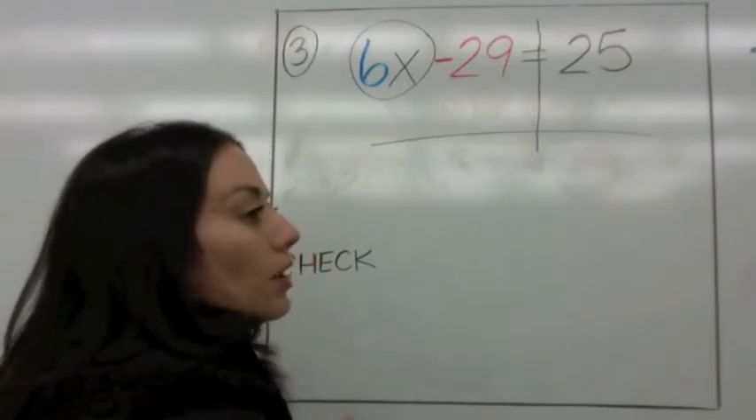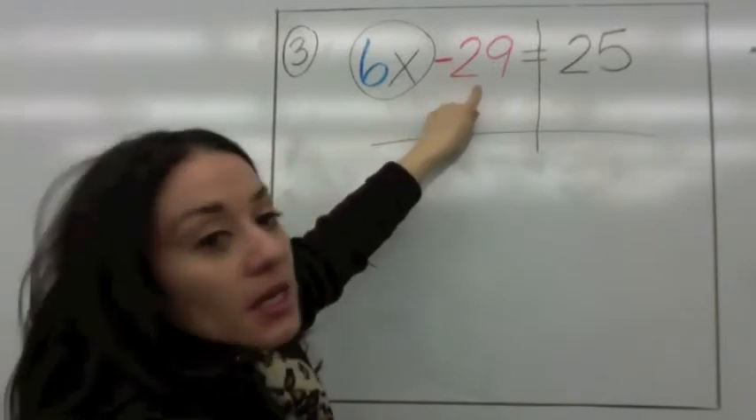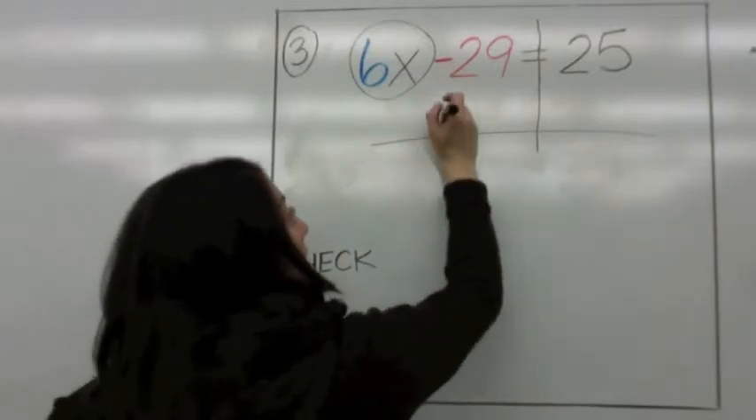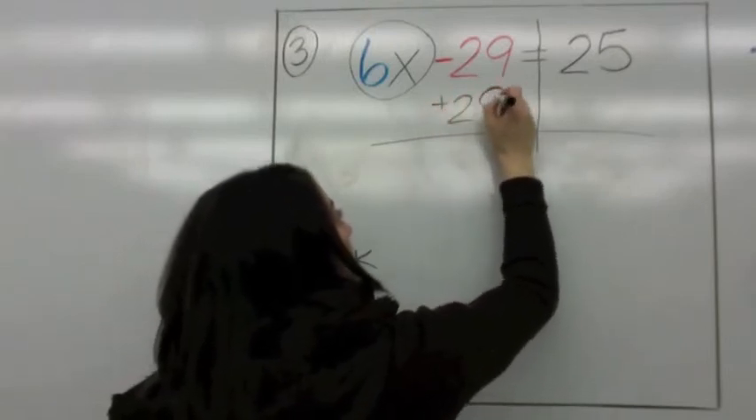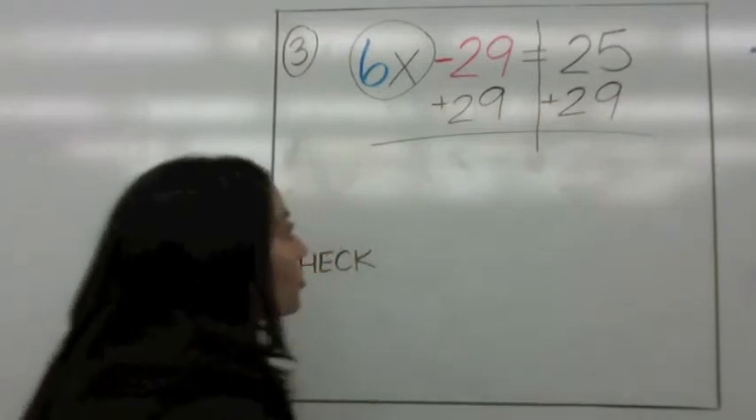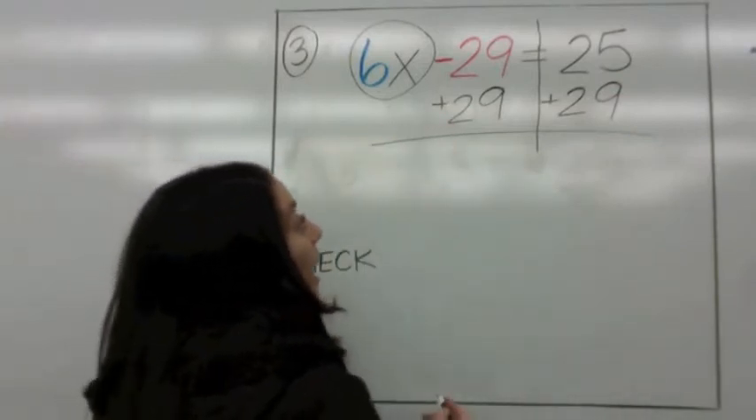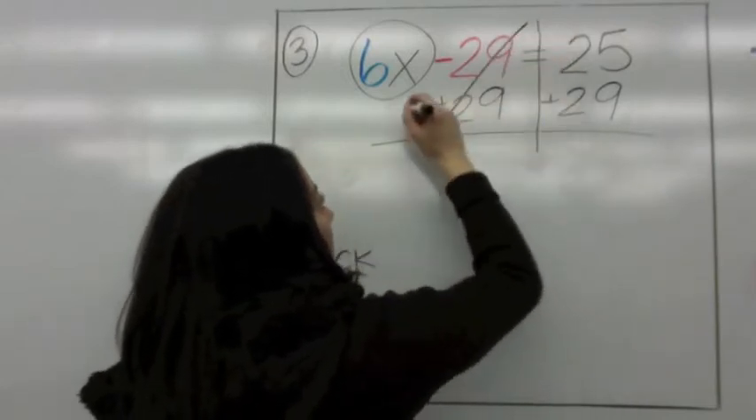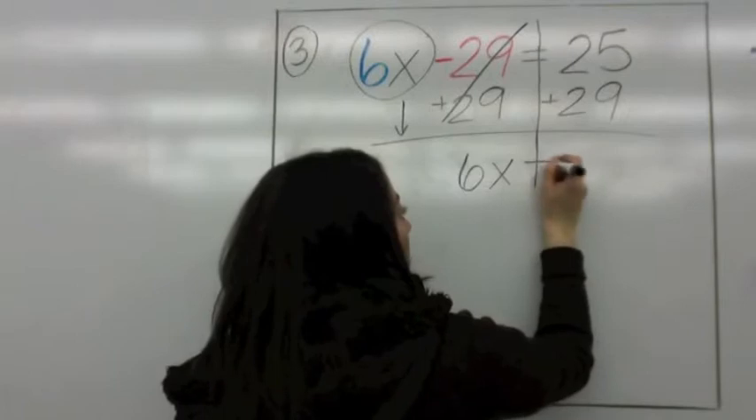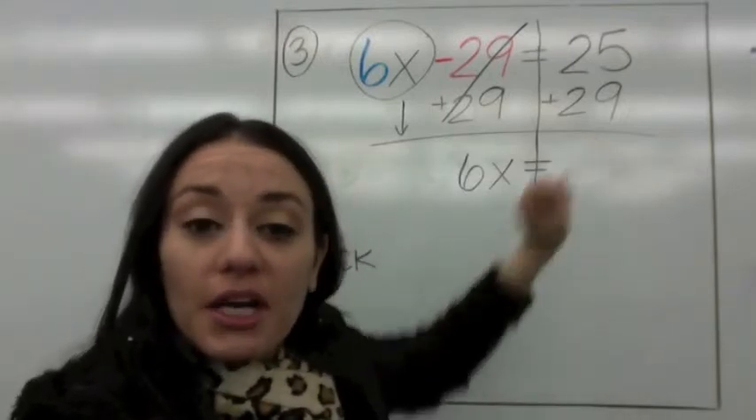Okay, look at the number that is next to 6x. What number is this right here? Negative 29, right? What is the opposite of negative 29? It's positive 29. So here we're going to add 29 to both sides. First example where we're adding to both sides. So a negative 29 and a positive 29 make 0. I want you to bring down 6x. Write your equal sign on the T. And you're going to do the operations on this side.